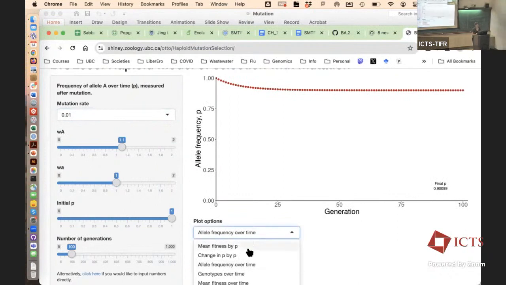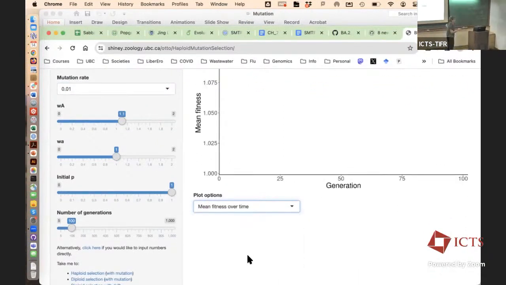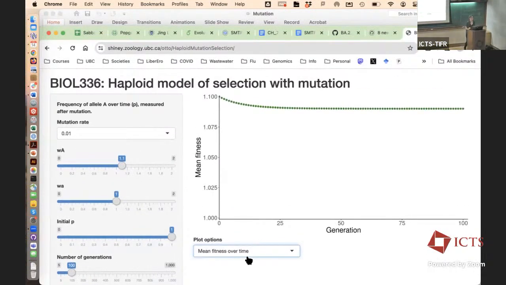And so now if I plot mean fitness over time, then we're seeing this claim that for the first time mean fitness can decline over time. Not a surprise. Okay.